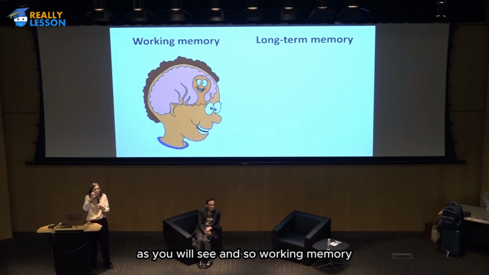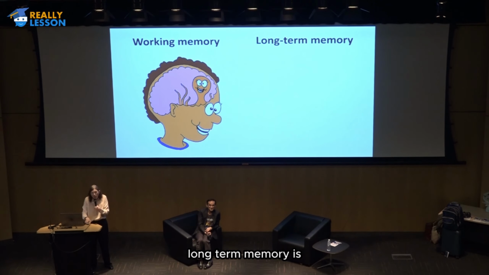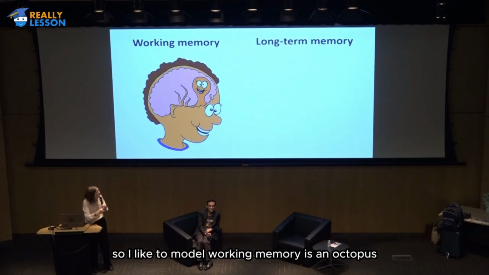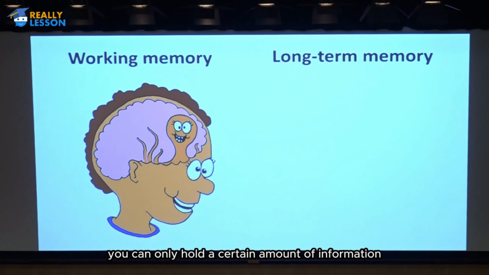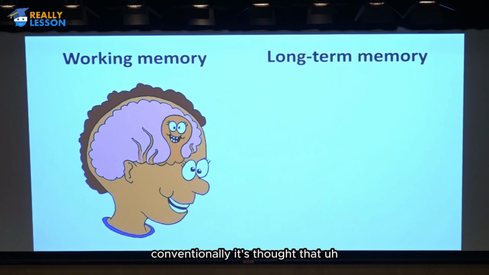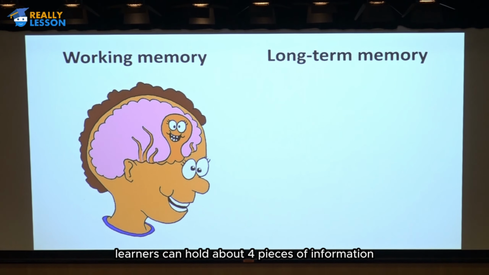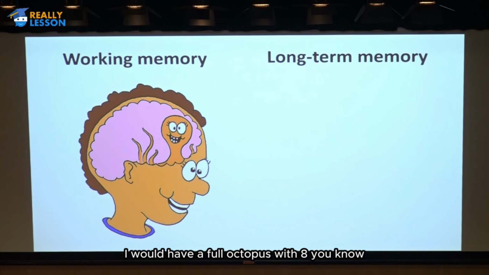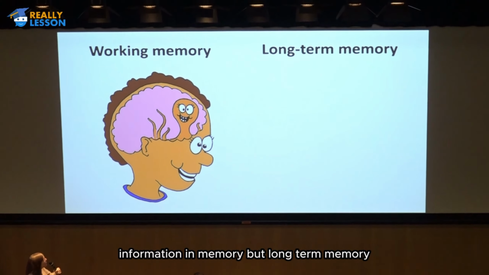And so working memory, you know what that is. It's something you're holding temporarily in mind. I like to model working memory as an octopus because you can only hold a certain amount of information. Conventionally, it's thought that learners can hold about 4 pieces of information, so I call it a quadrupus. But if it was in Singapore, I would have a full octopus with 8 arms, because they're very good at holding information in memory.